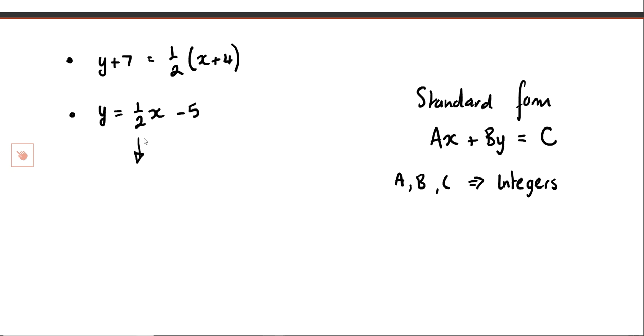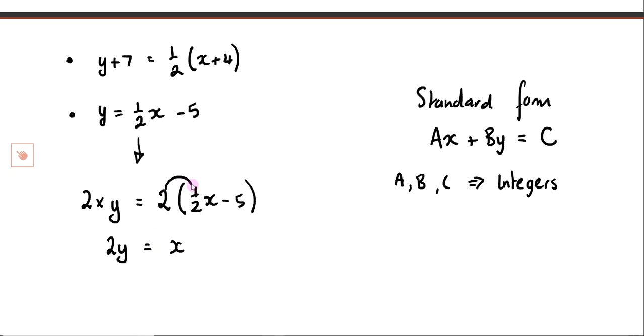If I multiply by 2, I'm going to have 2 lots of y, and that equals 2 lots of a half x minus 5. I've done 2 lots of both sides. So that gives me 2y equals x, because 2 lots of a half x is x, and 2 lots of minus 5 is minus 10.